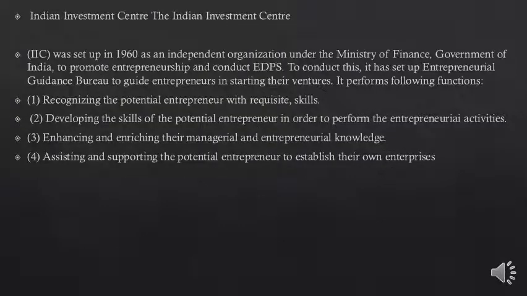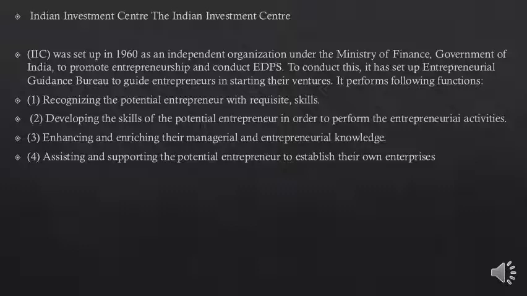Now let us talk about the Indian Investment Center. What is the Indian Investment Center? It was developed in 1960 under the Ministry of Finance and Government of India. It promotes entrepreneurs, conducts EDP, and has set up an entrepreneurship guidance bureau to guide entrepreneurs in starting their ventures. It means that IIC, the Indian Investment Center, provides financial support to the entrepreneurship guidance bureau and the new ventures.